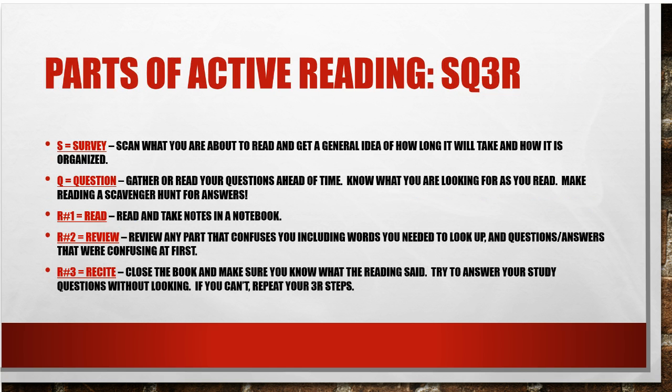The parts of active reading are explained in your chapter in The Art of Critical Reading that covers the same topic as this lecture, and they call it SQ3R, or Survey, Question, Read, Review, Recite. So 3 R's, a Q, and an S. Survey, Question, Read, Review, Recite.